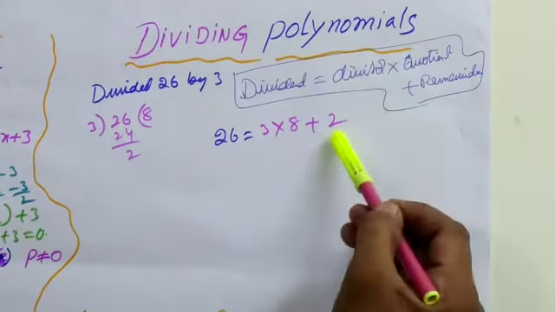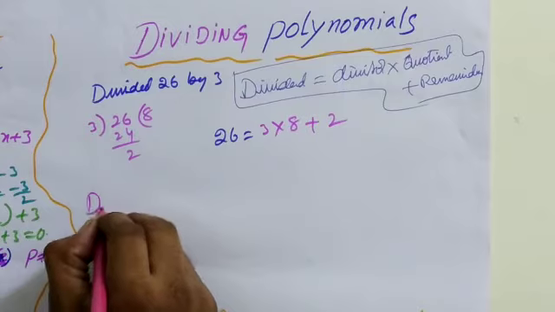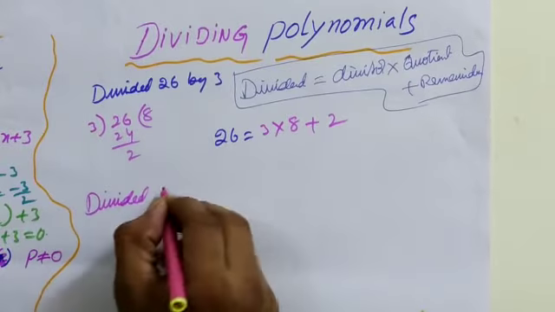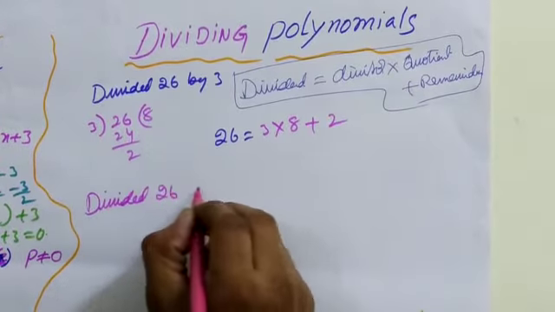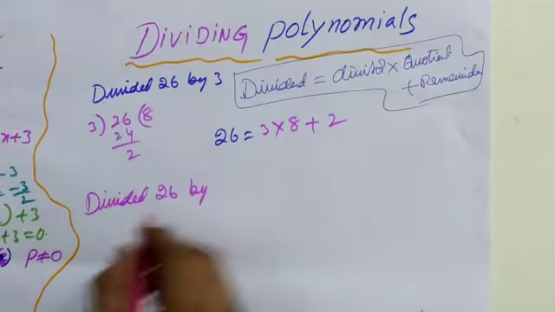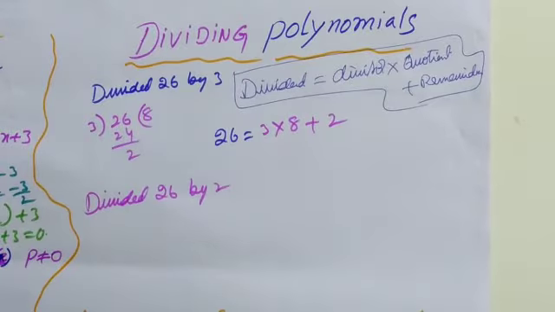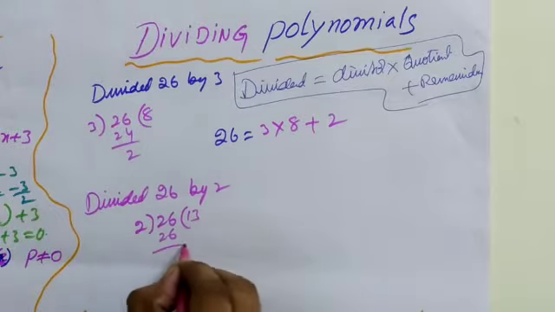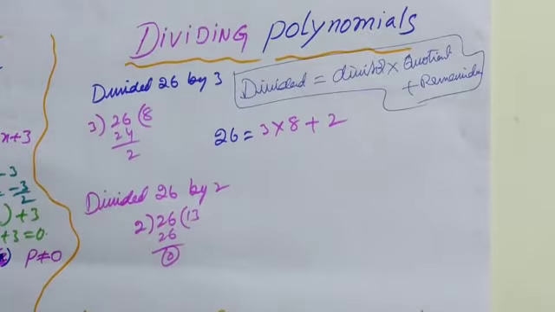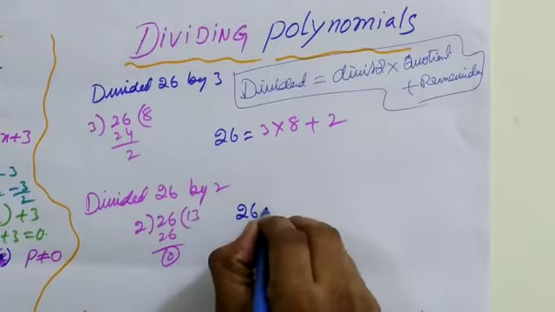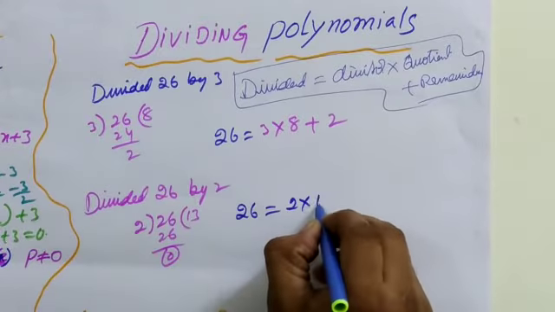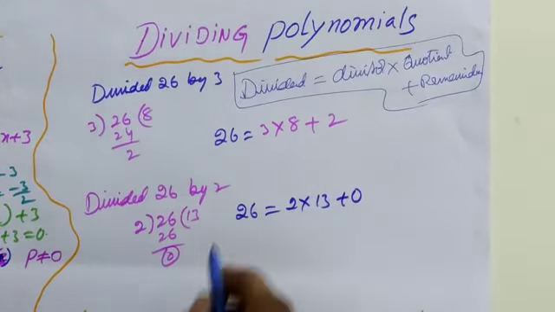So, one more example. Therefore, divide 26 by 2. What is the quotient? Therefore 13. Therefore, 2 into 26: 2 13s are 26, remainder 0. Now here, dividend 26 is equal to divisor 2 into 13 plus 0.